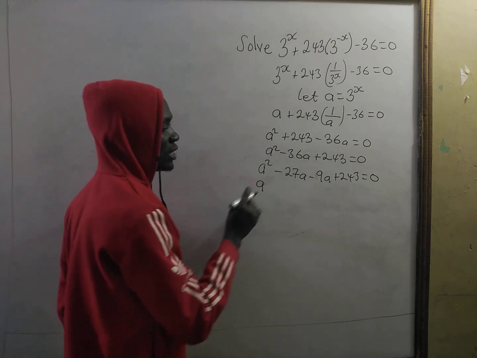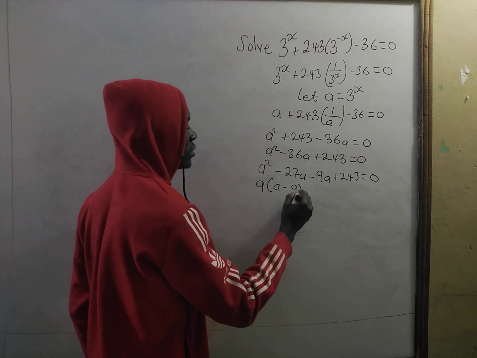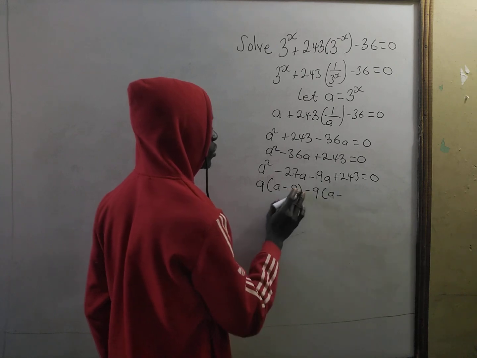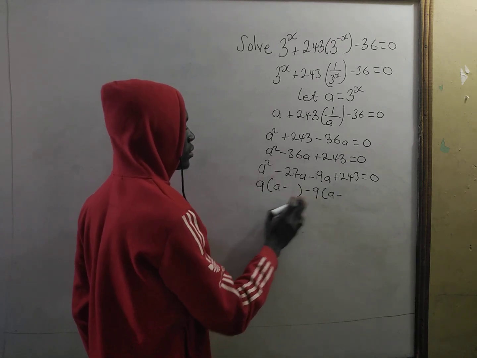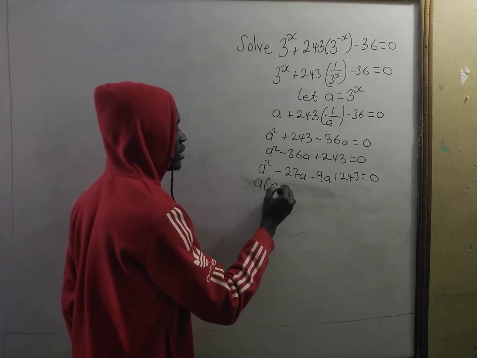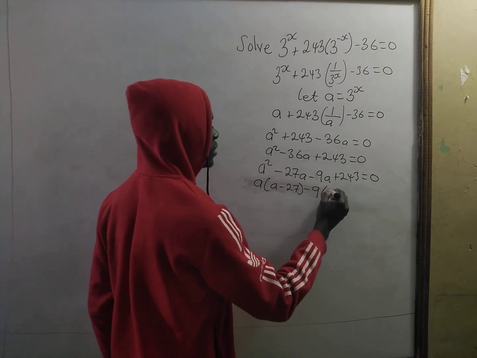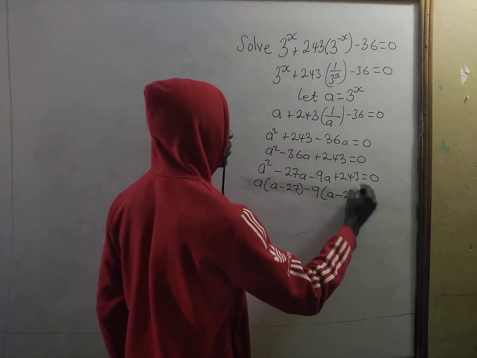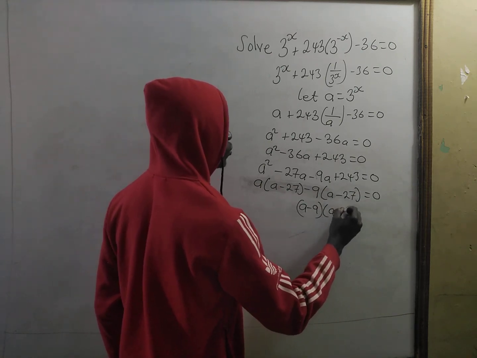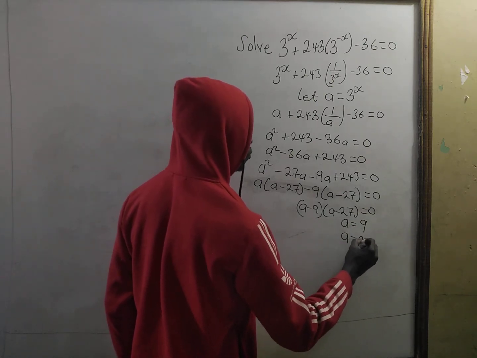So here I have a squared minus 27a minus 9a plus 243 equal to 0. If you factorize a, I get a times a minus 27. If you factorize 9, I get minus 9 times a minus 27 equal to 0. So a minus 9 times a minus 27 equal to 0. We have a equal to 9, a equal to 27.